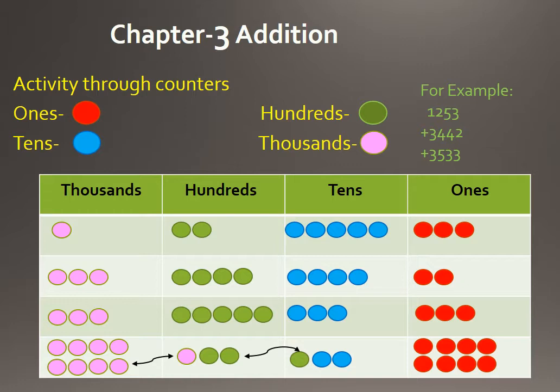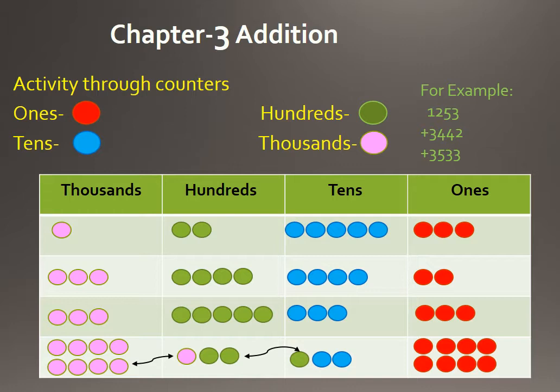Now add hundreds counters. So 2 plus 4 is 6, plus 5 is 11. And 1 already I have on hundreds place. So total number is 12. 12 hundreds again means 1000. So again we replace 10 green counters by 1 pink.